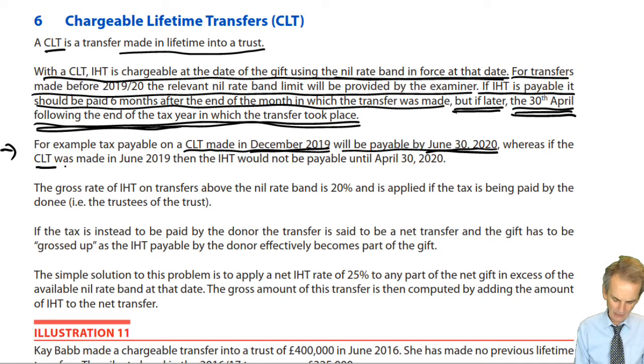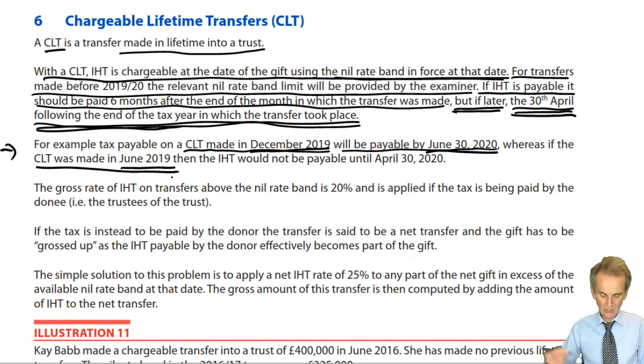Whereas, if the CLT had been made in June 19, then 6 months after the end of that month in which the transfer was made, 6 months after the end of June, that would have been the end of December. That would have been 31st of December 19. But if later, we use the 30th of April following the end of the tax year. That is April the 30th, 2020. That is later than the 31st of December 19. So IHT would not be payable until that date.